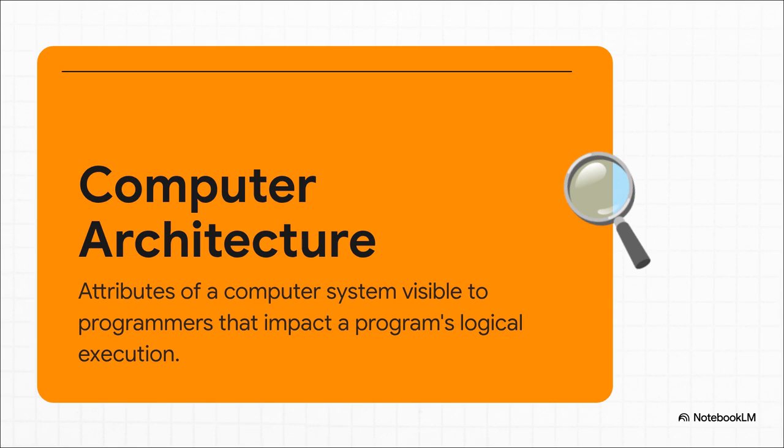It's called computer architecture. The best way to think about it is like an official blueprint of the computer's capabilities. It's not about the physical wires or the circuits, not really. It's about the rules of engagement. It's what a programmer absolutely needs to know to get the computer to do what they want.